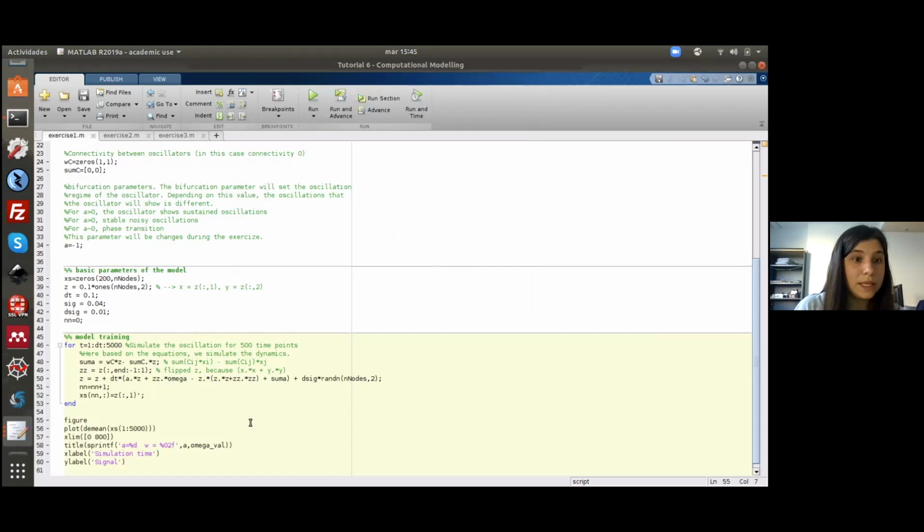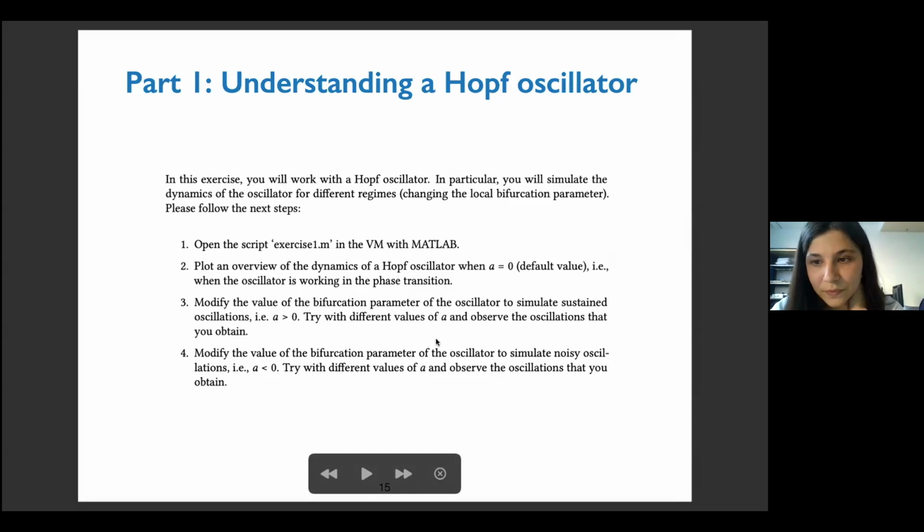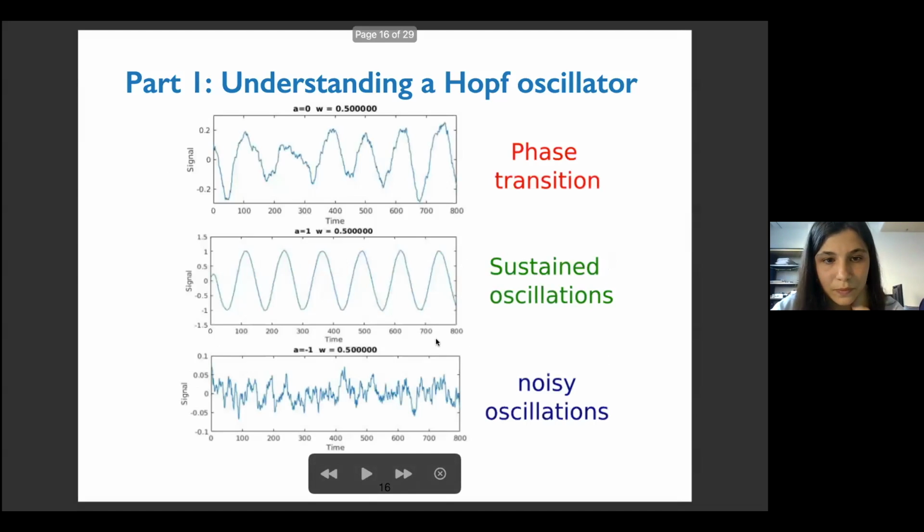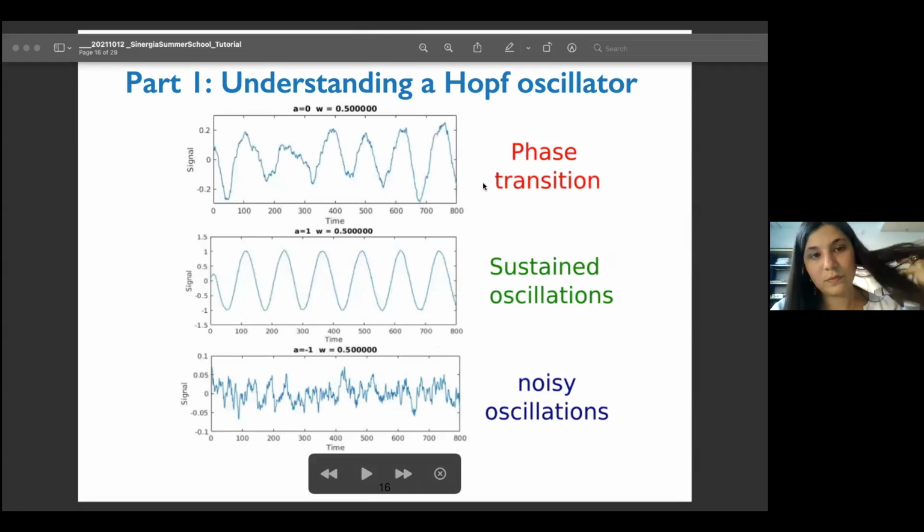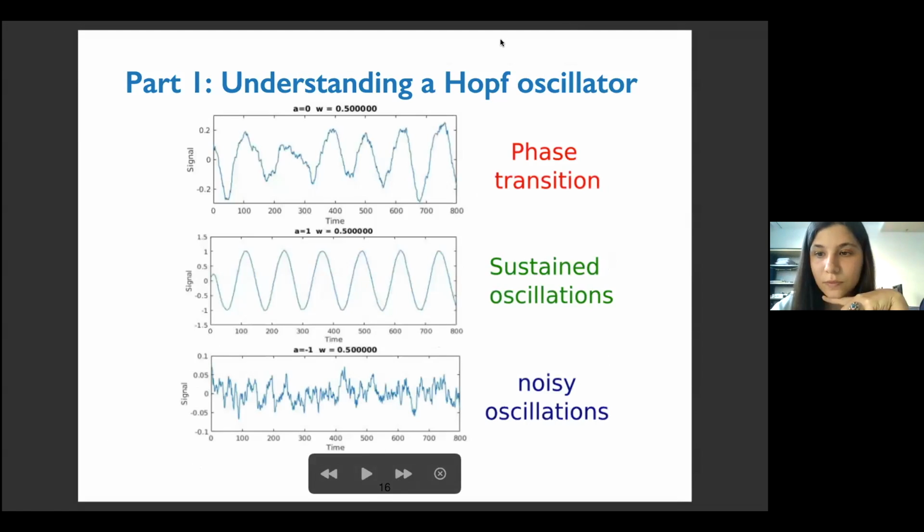From this exercise, what we can learn is that if we change the local bifurcation parameter, this A, we can obtain different dynamics, and the oscillator is describing different dynamics. Okay, so basically this is a summary of the results that we got for the 3 situations.